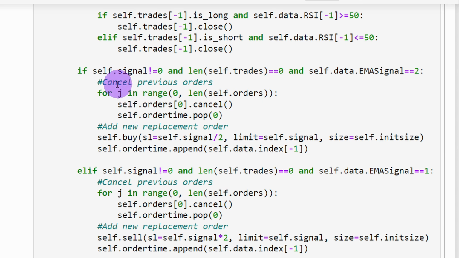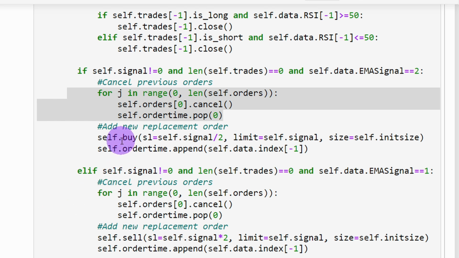Next, I'm combining these three conditions just to open a buying position. So if we have a signal that is different than 0, which means we have an order signal, either buying or selling signal, and at the same time the trades number is equal to 0, because remember, we're allowing only one trade that is opened at a time. So we need to have no trades if we want to open a new trade. And at the same time, the moving average signal is equal to 2, because it's a buying position that we are working on here. So I'm canceling, in this case, all the previous orders, because I have a new order that I have reached at this point. Remember that we are keeping only the most recent orders on the market.